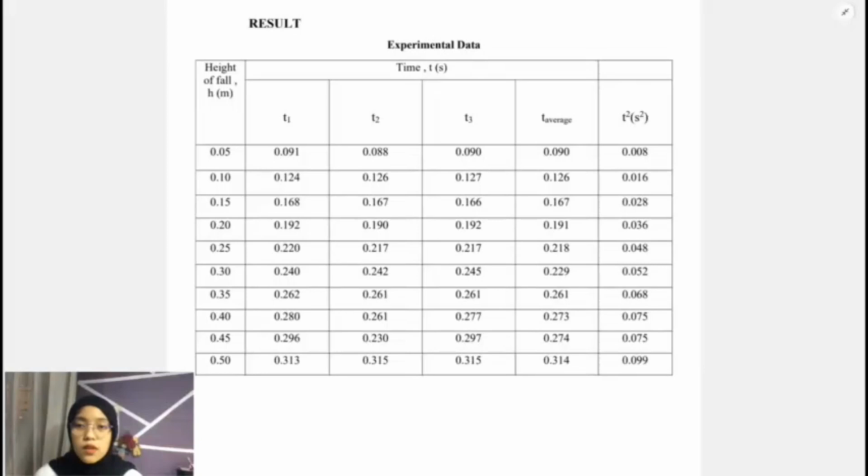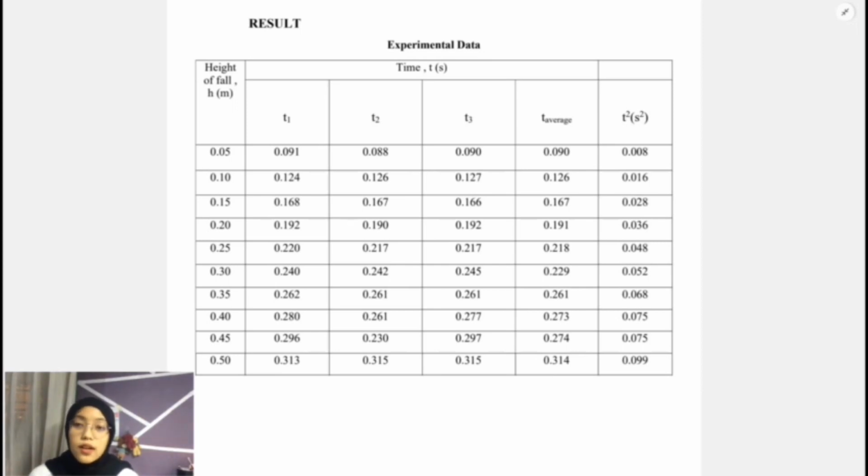From this experiment, 0.05 meter until 0.50 meter was used for height of fall measured with a ruler, and the time taken was repeated 3 times to get an accurate reading. The average for the entire time taken was calculated.